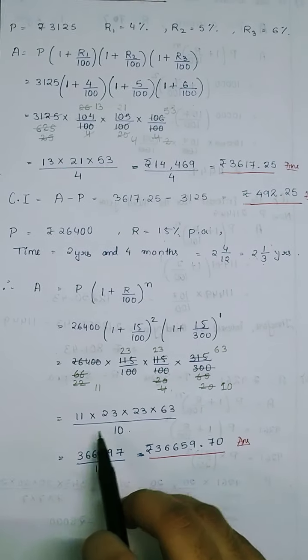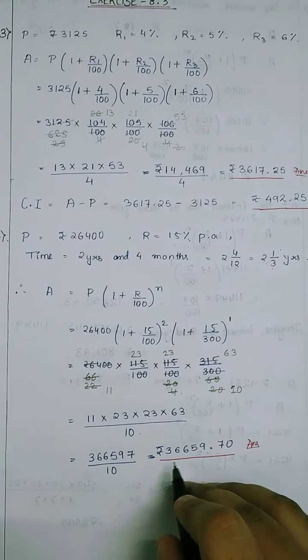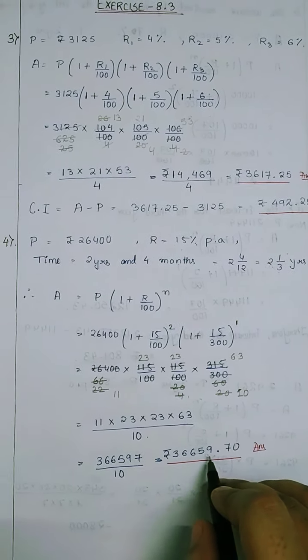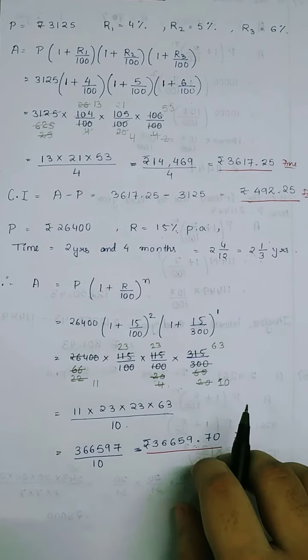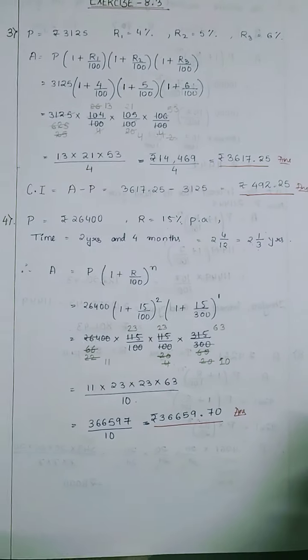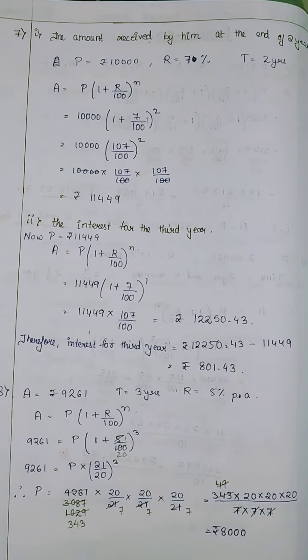So we get 11 into 23 into 23 into 63 by 10. Now the answer will be 36,659.70 paise. This will be the amount at the end of 2 years and 4 months. Okay, class, now moving on to the next question.